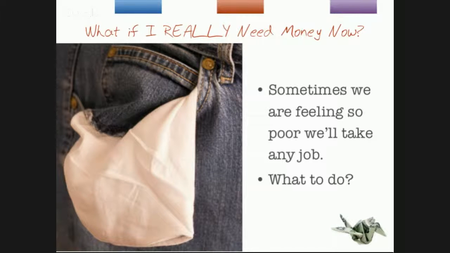So I get asked this question a lot when I'm talking about this and telling people to stay on track. What if I really need money? What if I really need money now? Sometimes when you're feeling really poor, you're better off to take work part-time at a job outside of your focus than to do work that is not your best and will not take you where you want to go in the long run. In other words, your day job needs to be something that is not associated with what you're trying to build in your enterprise.